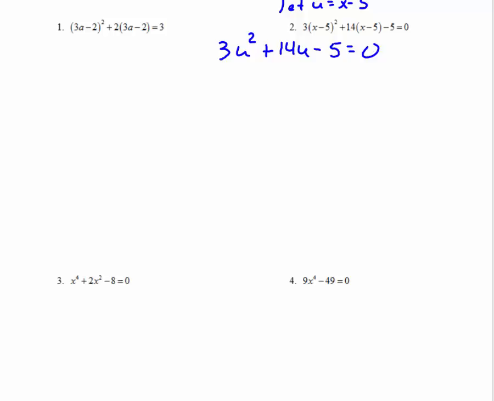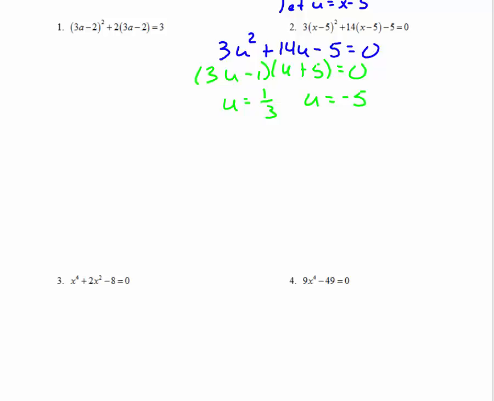Now at this point, you can either use the AC method, or you could use the quadratic formula. If you do the AC method, you're going to get (3u minus 1) times (u plus 5) equaling 0. We'll set each factor equal to 0, so u is going to equal 1/3, or u is going to equal negative 5. So if you use the quadratic formula, don't put x equals. Make sure you put u equals.